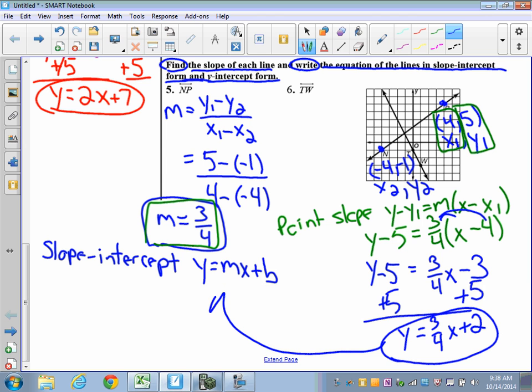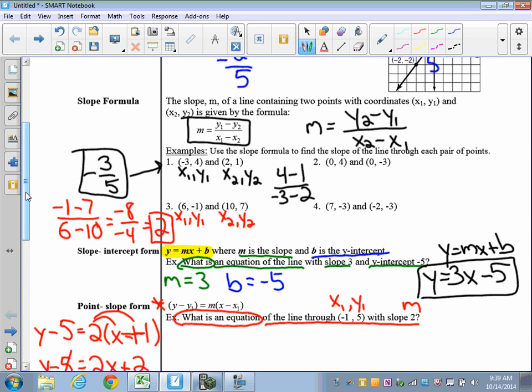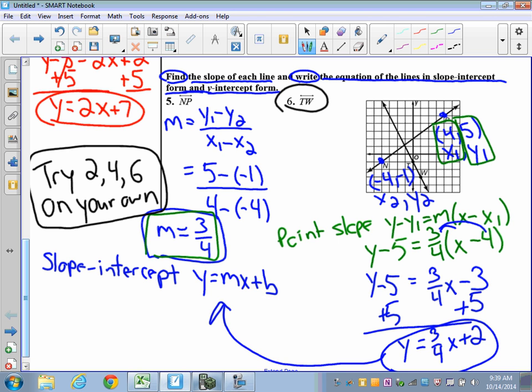That's slope-intercept form. So on this page, you should try number 6 and above 2 and 4. So there was 2 and there was 4. So try 2, 4, 6 on your own. I hope this was helpful, and we'll be having a lot more practice on this in class.